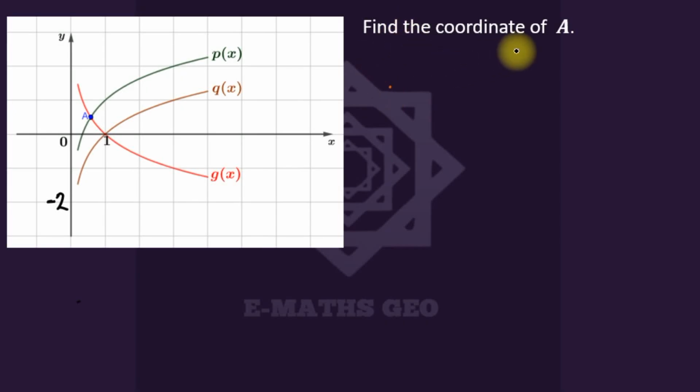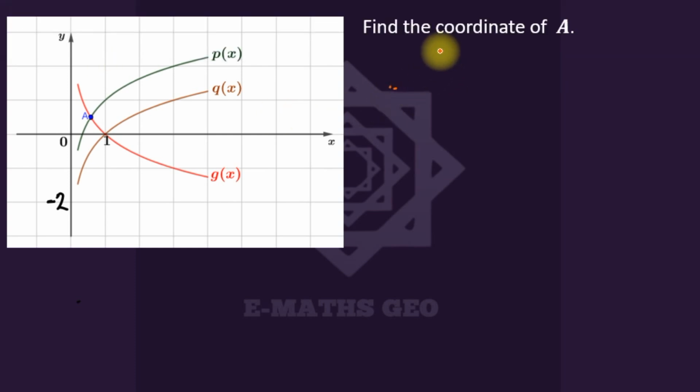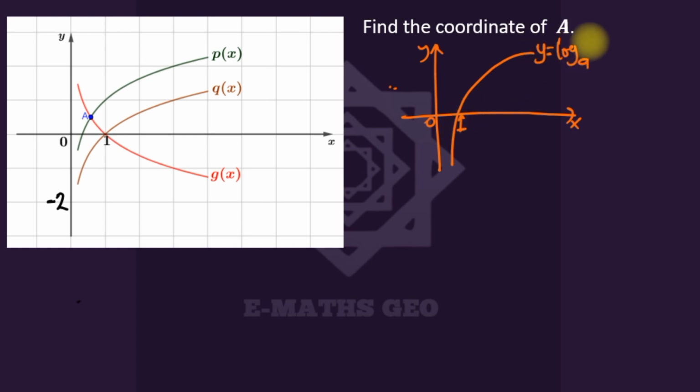So we have to find the coordinate of A. First thing we have to do here is to introduce the log, the original, because this is a log graph. If you have a graph that goes this way, that intersects at 1, this is a log graph, log AX, the base is A, where A must be greater than 1. So the base of this logarithm function is more than 1.